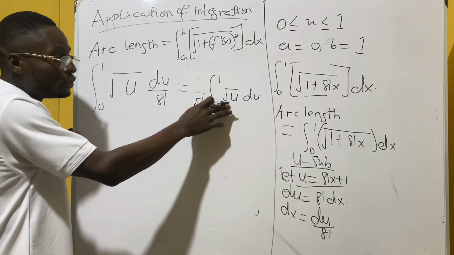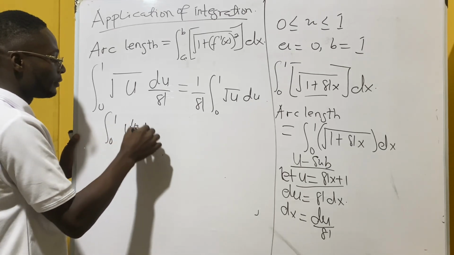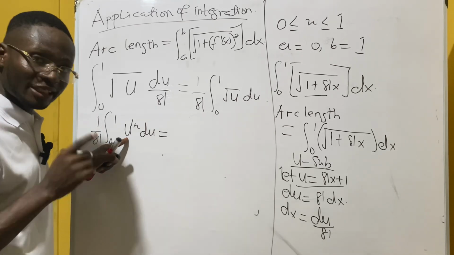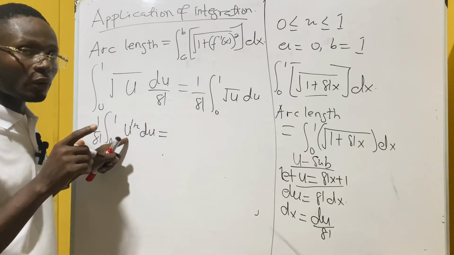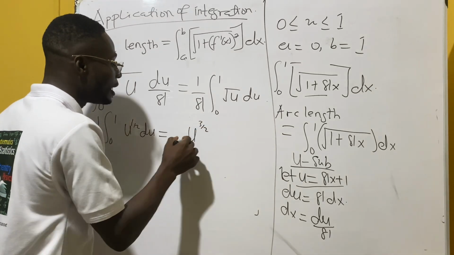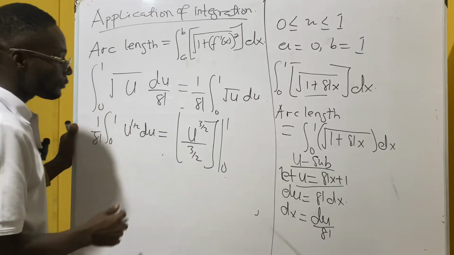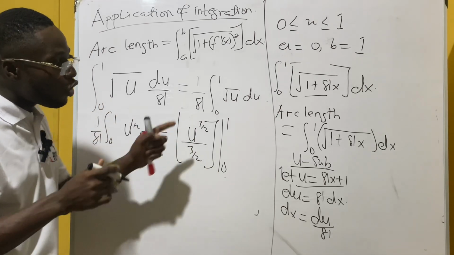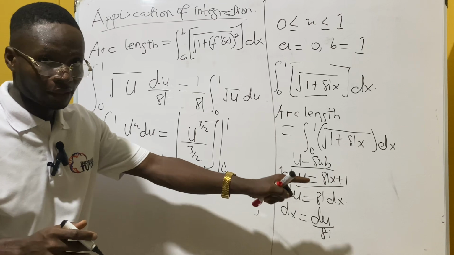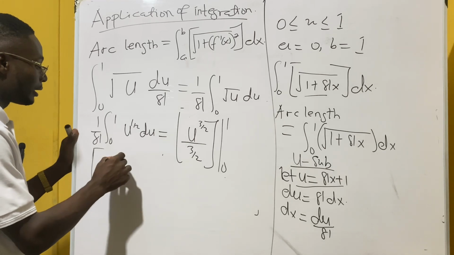You know that square root of u can be written as u power half du. Once you have this, when you integrate u power half, you're going to have u power 3 on 2 divided by 3 on 2, from a limit of 0 to 1. Let's simplify that, and then go back and do substitution because we know that u is 81x plus 1.